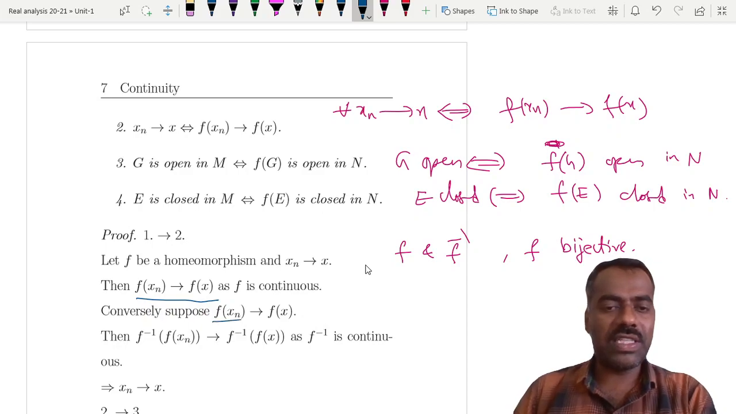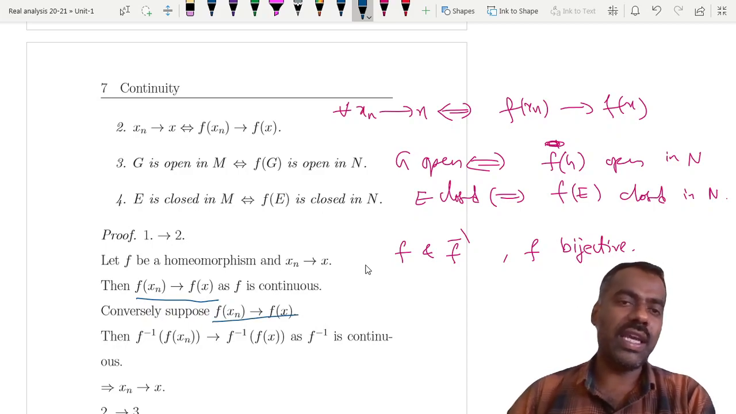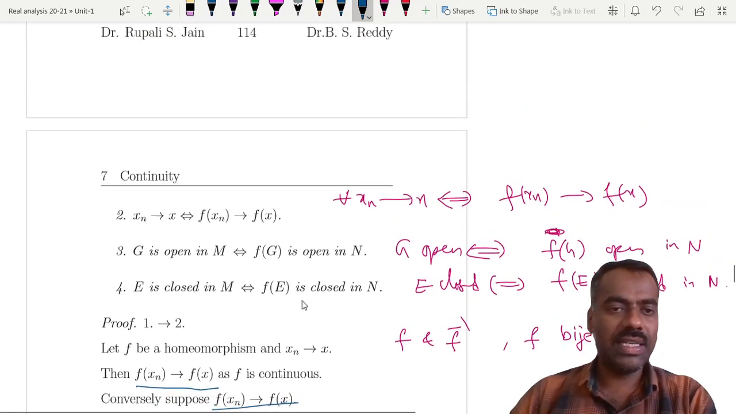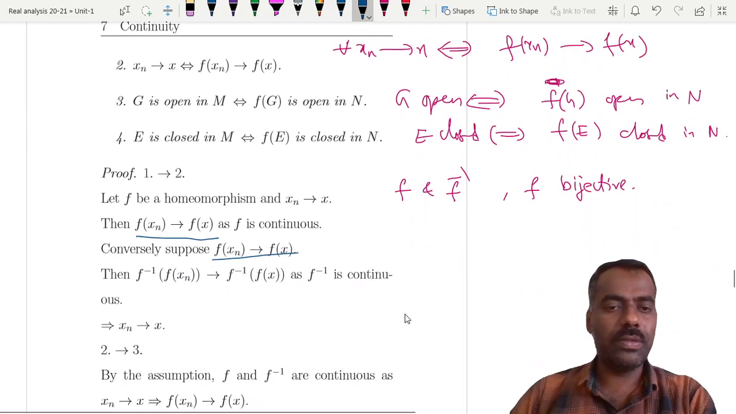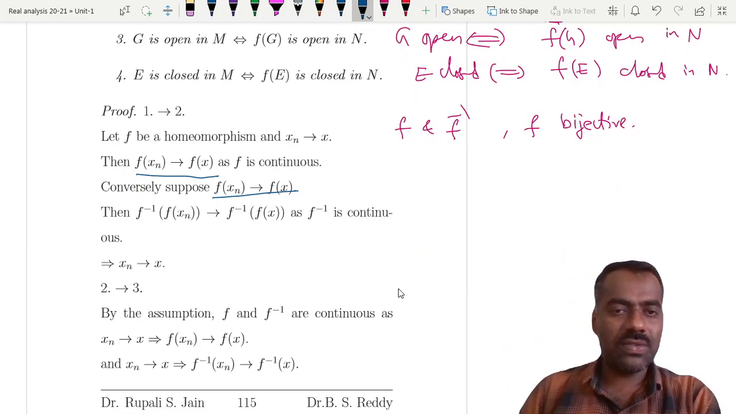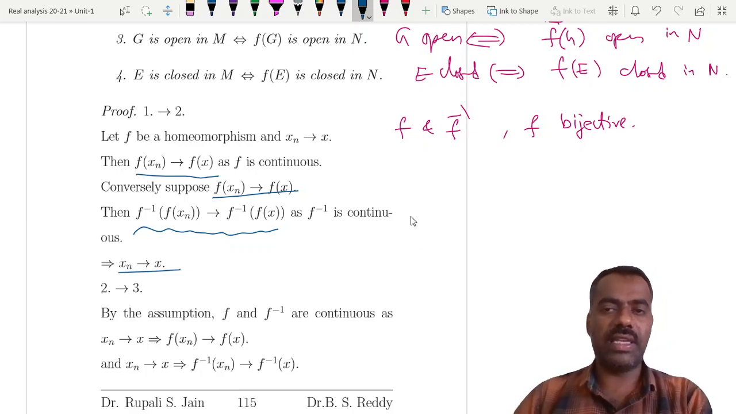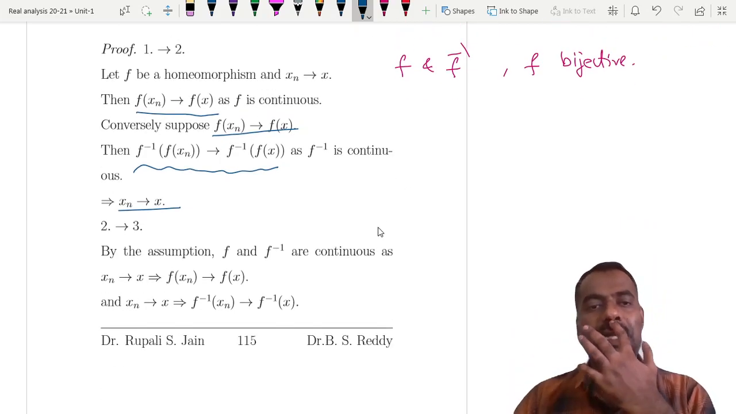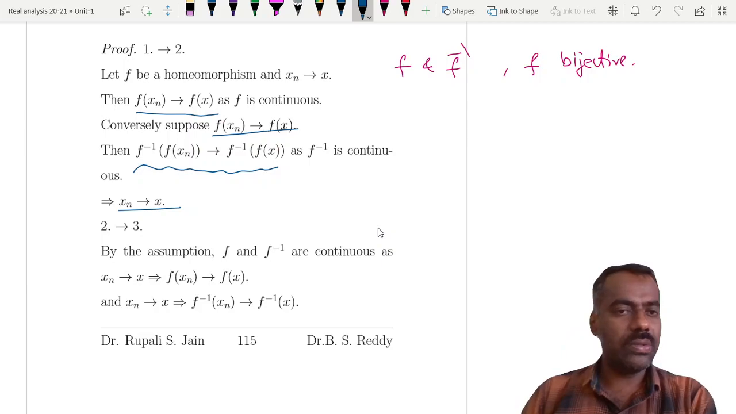Conversely, suppose f of x_n converges to f of x. We want to show that x_n converges to x using the fact that f is a homeomorphism. Because f inverse is continuous, what we know is that f inverse of f of x_n converges to f inverse of f of x. But because f is bijective, f inverse composed with f is the identity. So x_n converges to x.